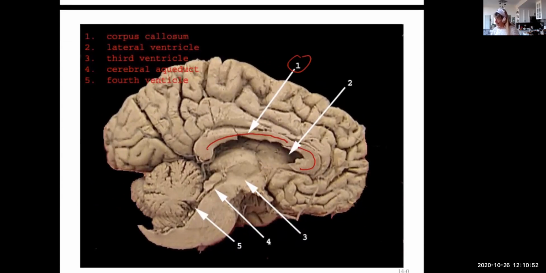So there are the lateral ventricles. There's two of those, two lateral ventricles, one third ventricle, one cerebral aqueduct, and number 5 is the fourth ventricle. Those are the ventricles of the brain.